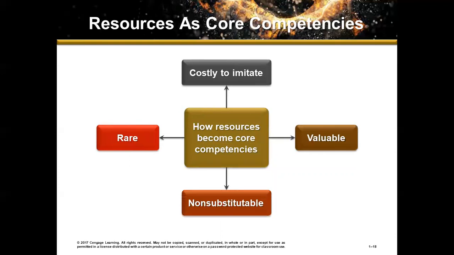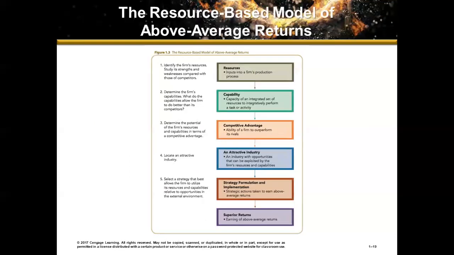How do resources become core competencies? When firms offer or deliver products or services which are rare, costly to imitate, valuable, and non-substitutable. The resource-based model of above average returns, as has been mentioned previously, has 5 steps.